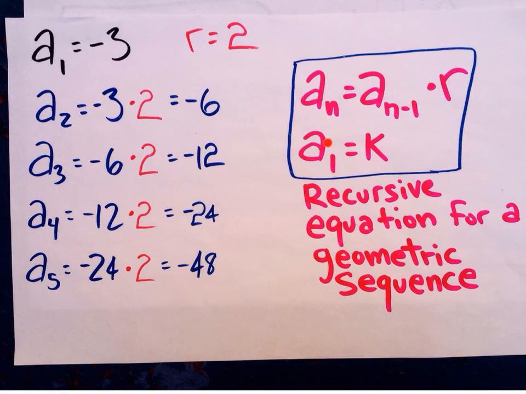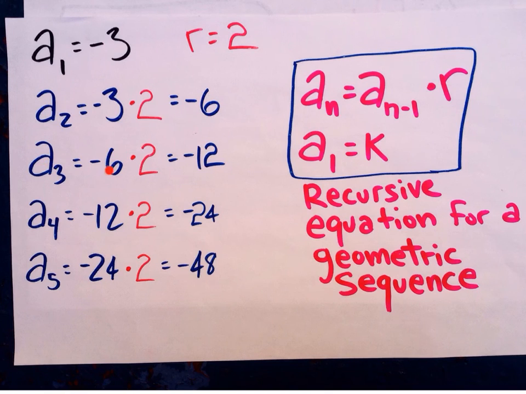Again, we have the formula for the recursive equation for a geometric sequence. We've got the first term, which is -3, the ratio, which is 2. So what would the second term be? The second term is going to be the previous term, which is the first term, multiplied by the ratio, giving us -6. The third term is the previous term, so this is a sub 2 right here, right?